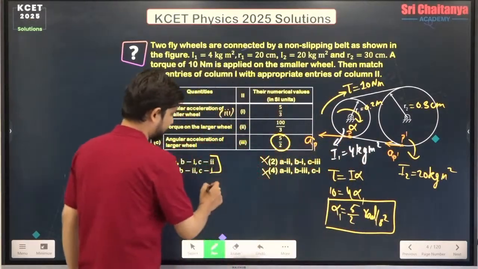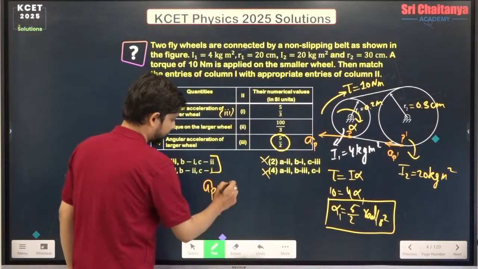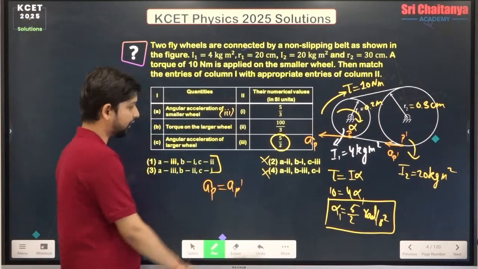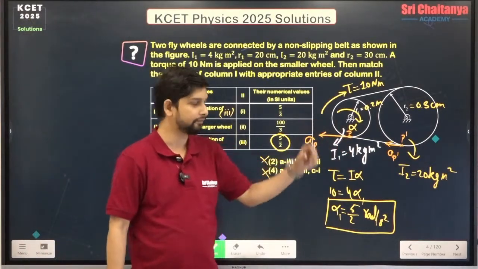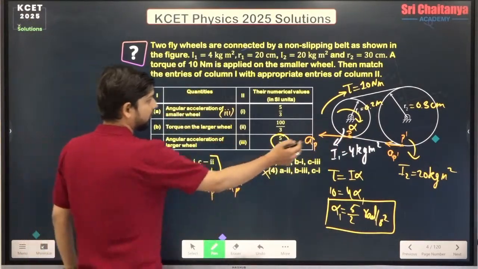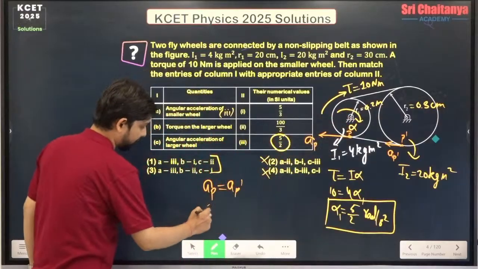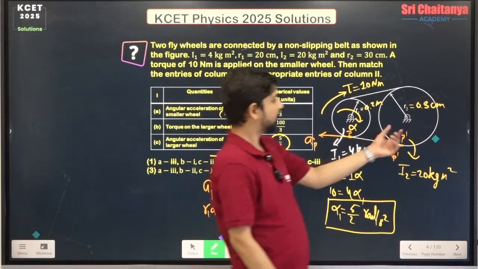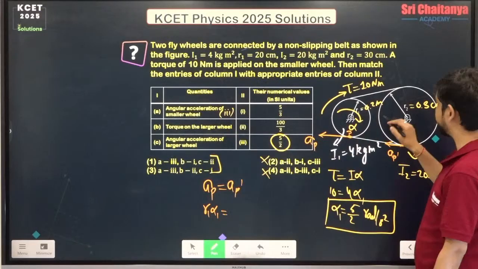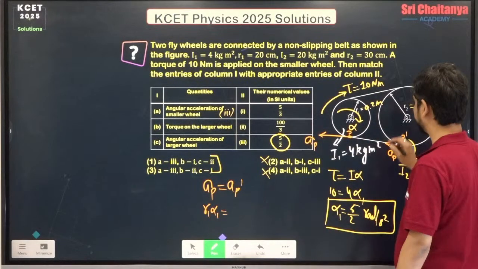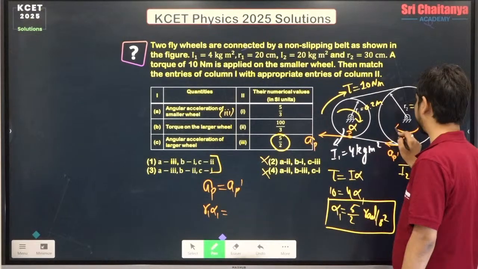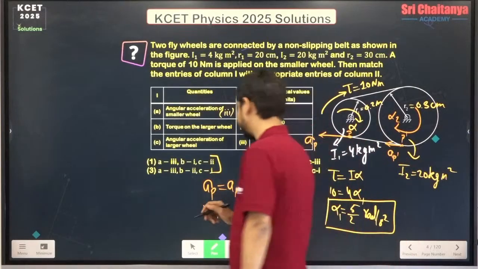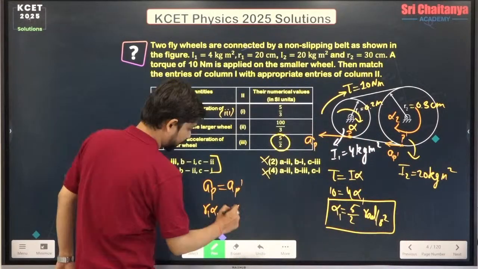And what will be the expression of point P? If you want to write the expression of point P, it is going to be R1 alpha. It should be equal to the expression of point P dash, and you can understand that this is also going to rotate like this. This is some other alpha. So from here you can say that this is going to be R alpha.